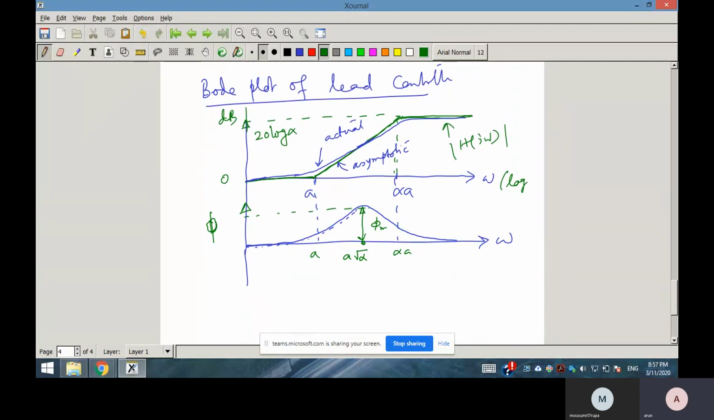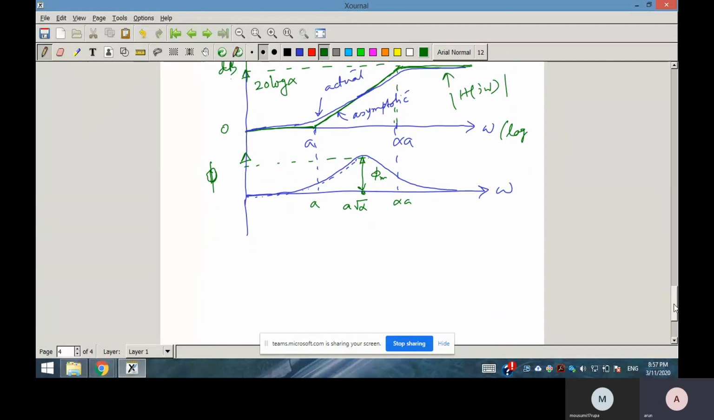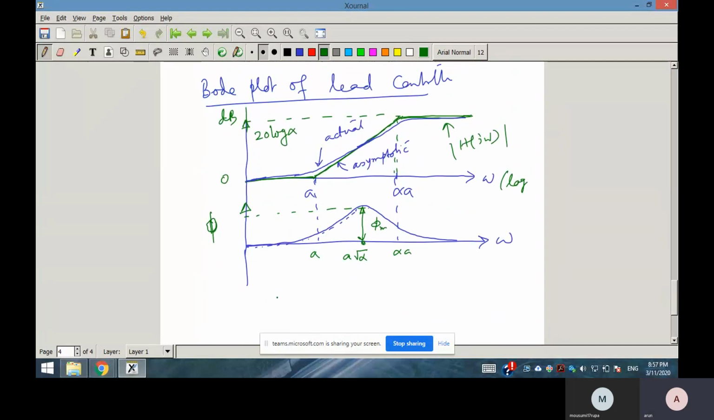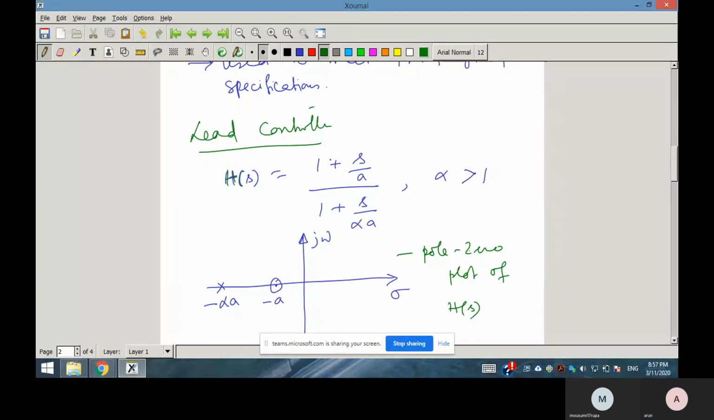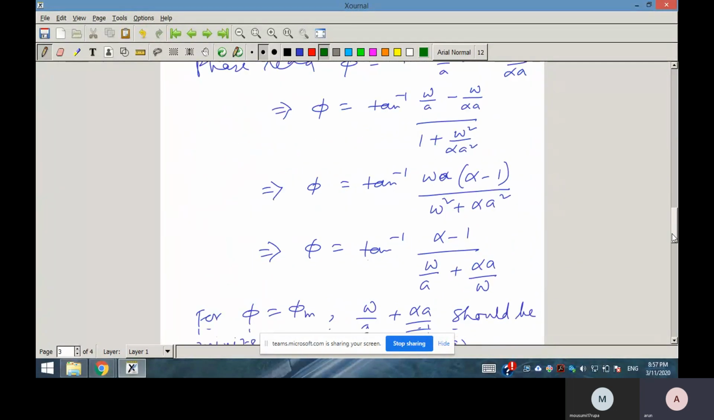So here you can easily see what the magnitude is. The gain |H(j omega)| equals alpha times root under (omega square plus A square) divided by root under (omega square plus alpha square A square). If you put s equal to j omega in this transfer function and take the modulus, you will get this.